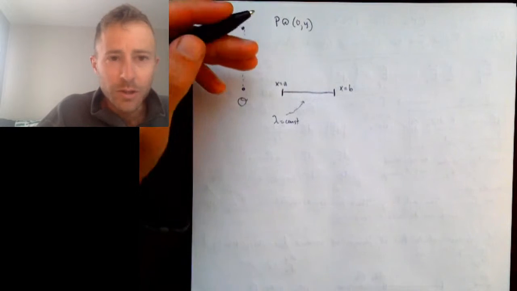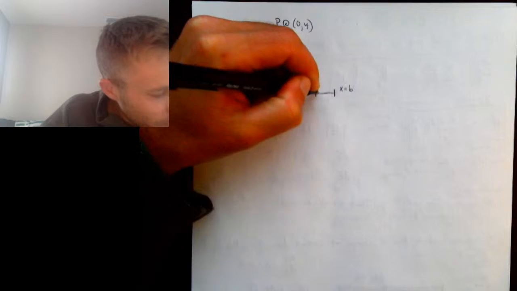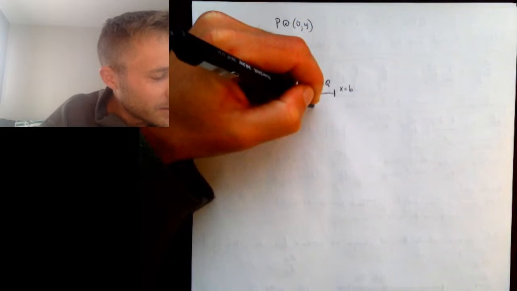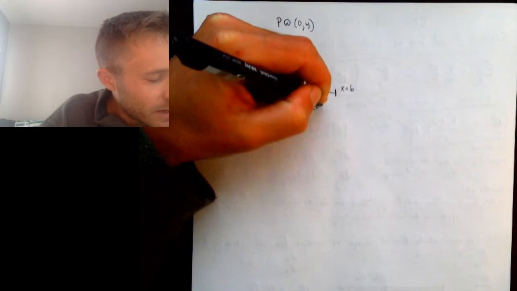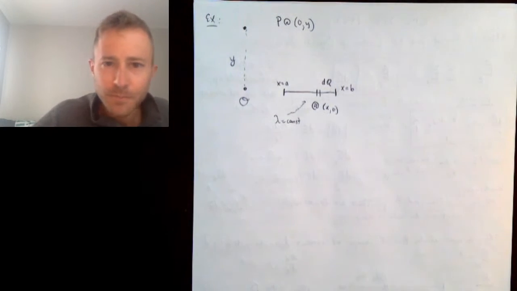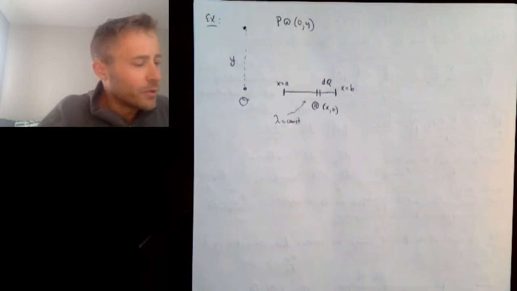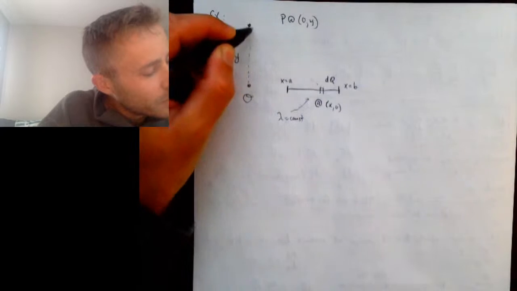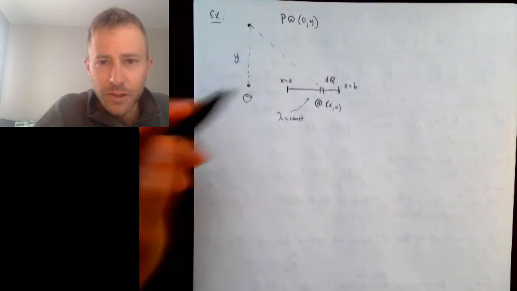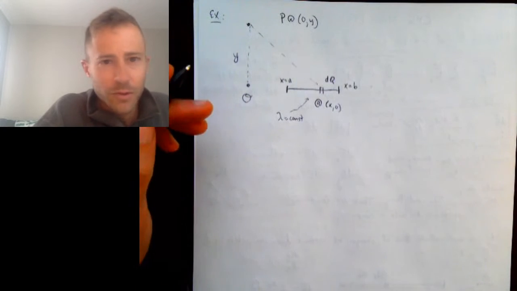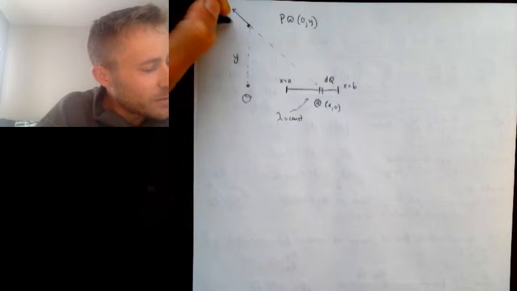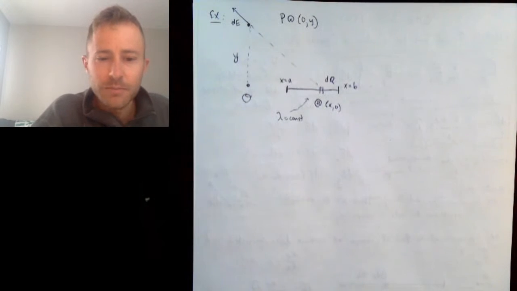So now what we want to do is take a little slice of this, which is called dq, and it is at coordinate x comma 0. Okay, so that's where it's located. And this little infinitesimal piece of charge creates an electric field that points directly away from it. So it's going to create a dE that points in that direction.